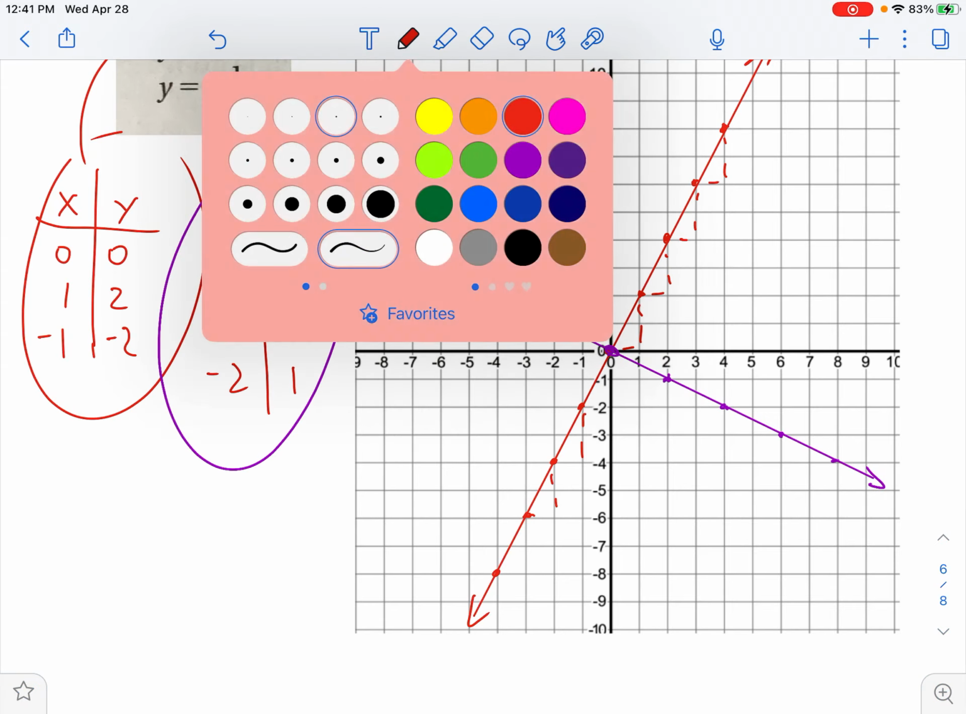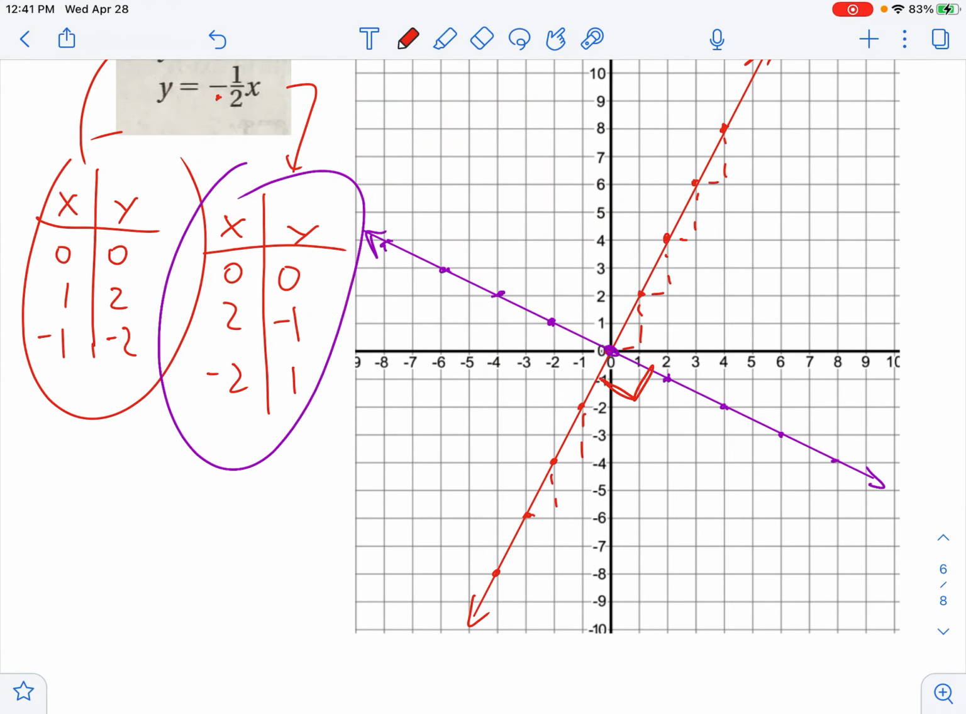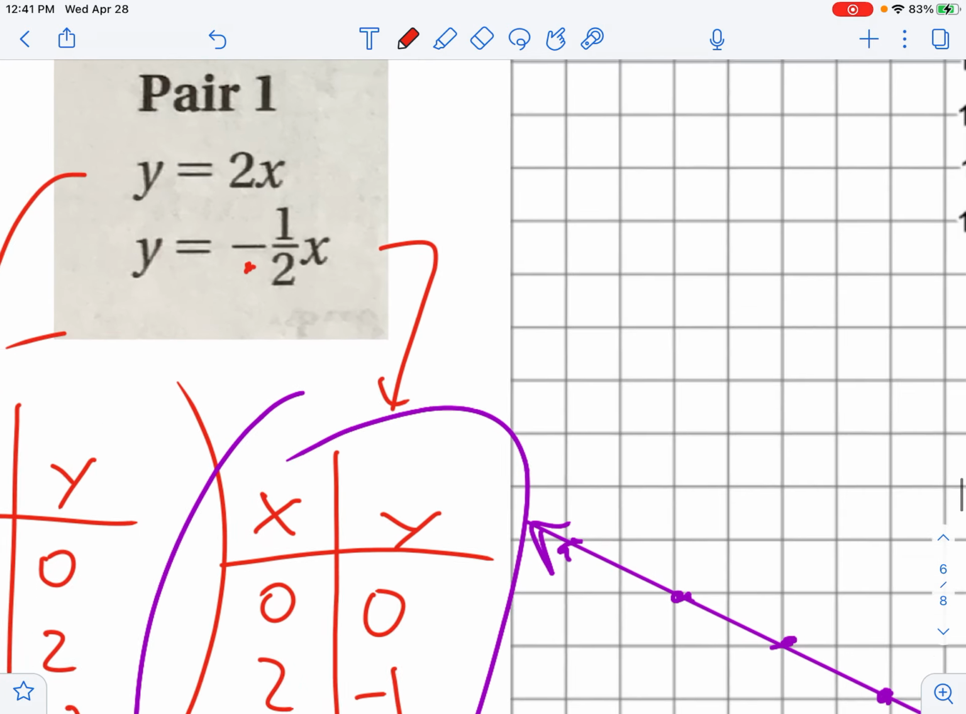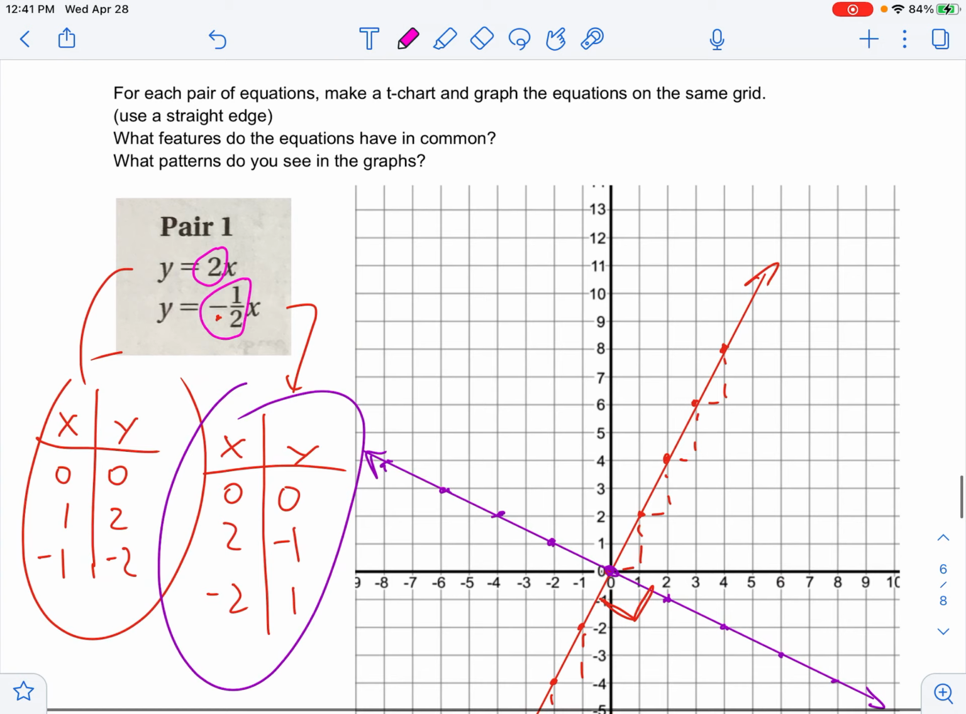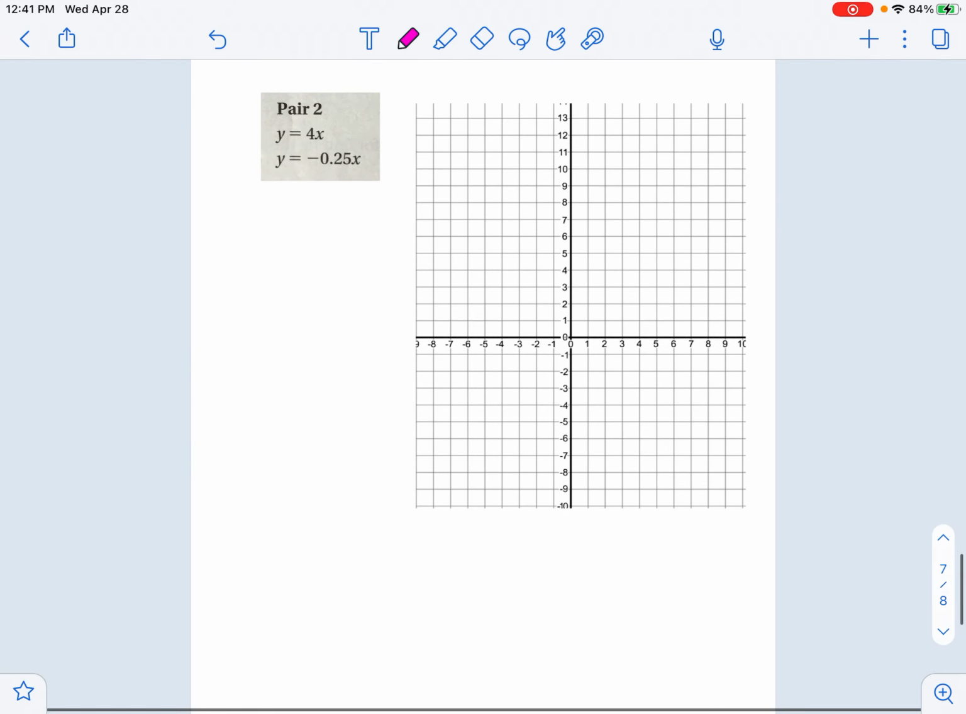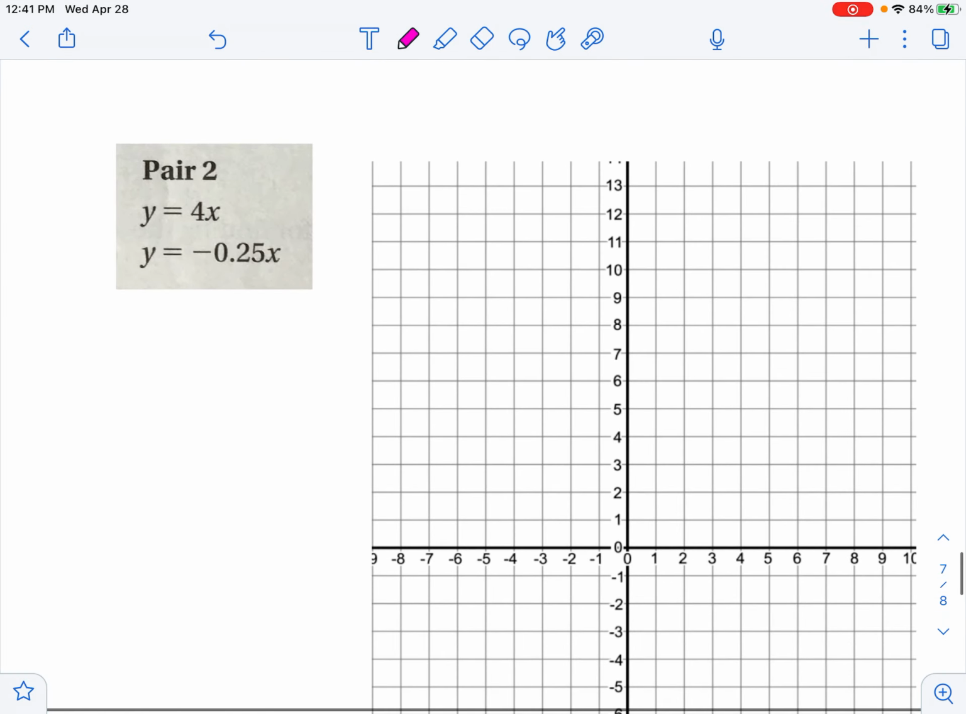Now these lines are perpendicular. They make a 90-degree angle. And if you look at the pattern of the relationship here, if I look at the coefficients, notice something about them. Let's just pay attention to that. And then we're going to do a couple more and see if you can find some patterns. Okay, so there's that one. All right, let's try this one out.